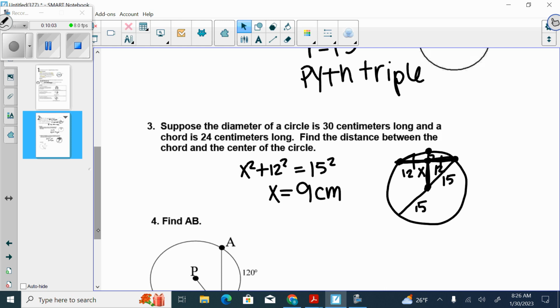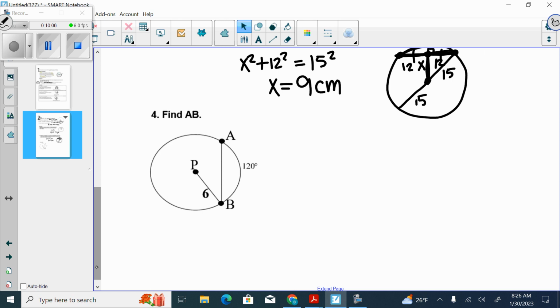Okay, last one. This one says to find the length of AB. So AB is a chord because both endpoints are on the circle. We know that the radius is 6. I could also draw another radius from here to here, right? And if this arc is 120 degrees, how many degrees is this angle here? 120 as well. I'm going to need to find a piece of this line.